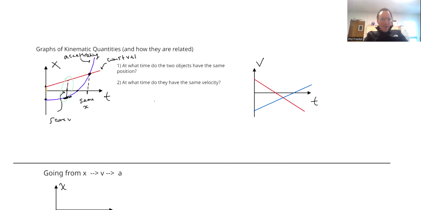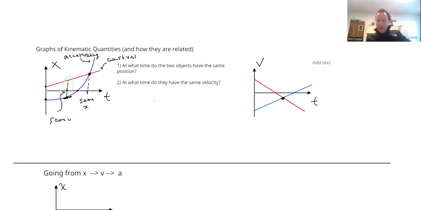Same questions as before, in fact. So at what time do they have the same position? At what time do they have the same velocity? Well, the velocity is the easier question to answer, because this is a couple of velocity versus time graphs I'm looking at. So these objects have the same velocity when their velocity versus time graphs intersect.